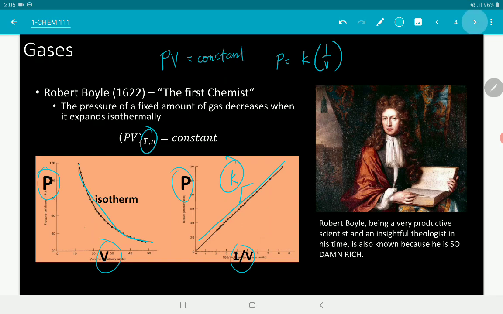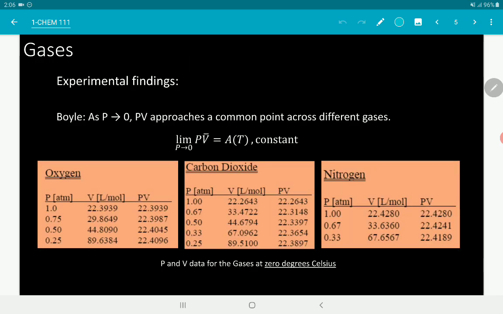Okay? So, based on the gas law, meron nakitang parang curious relationship si Boyle. Okay? So, as you decrease the pressure, of course, the volume will increase. Okay? So, nag-increase yung volume, nagde-decrease yung pressure, pero nag-a-approach yung product na PV, okay, sa isang constant.